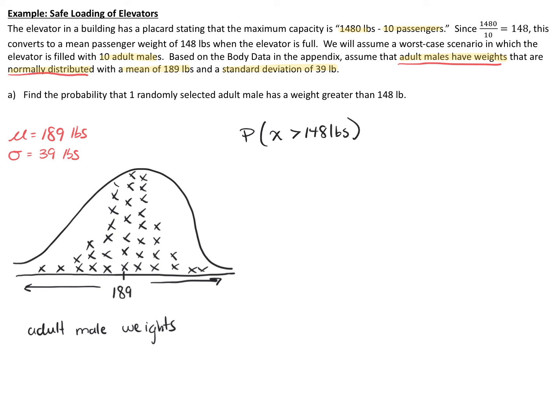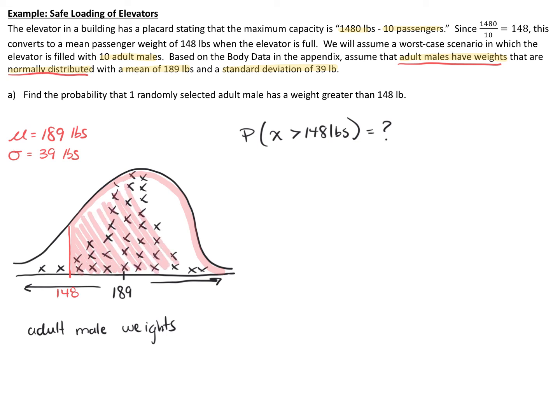So to answer this question, we need to calculate that probability or that area under the curve that represents X values that are greater than 148 pounds. So I'm going to mark on my distribution here where I think 148 pounds is. It's okay if it's not perfect. I just know that 148 pounds is less than 189 pounds. So I'm going to mark it there. And then I'm going to very quickly shade in the part of the distribution that represents all the X values, which means all the male weights that are greater than 148 pounds.